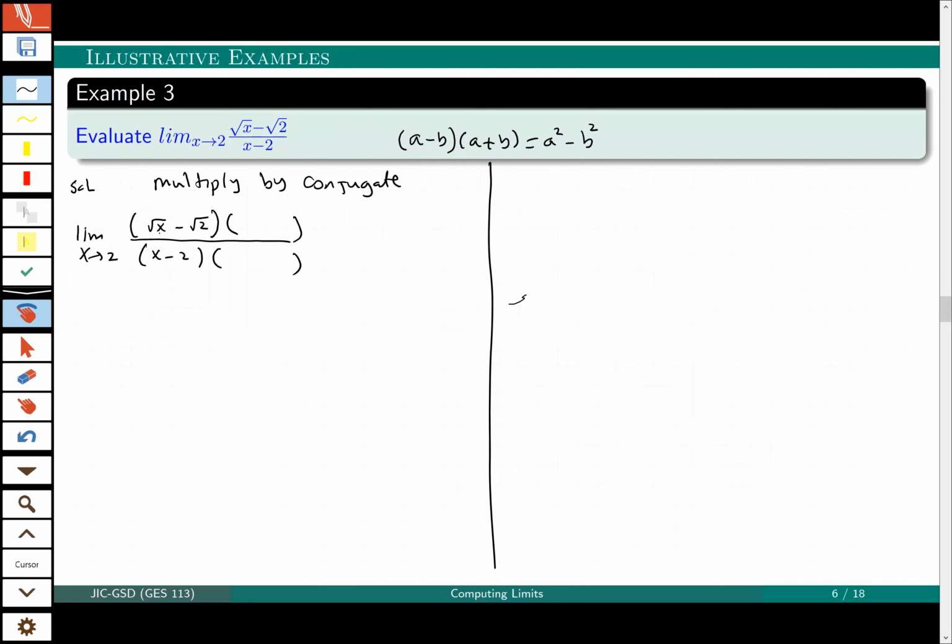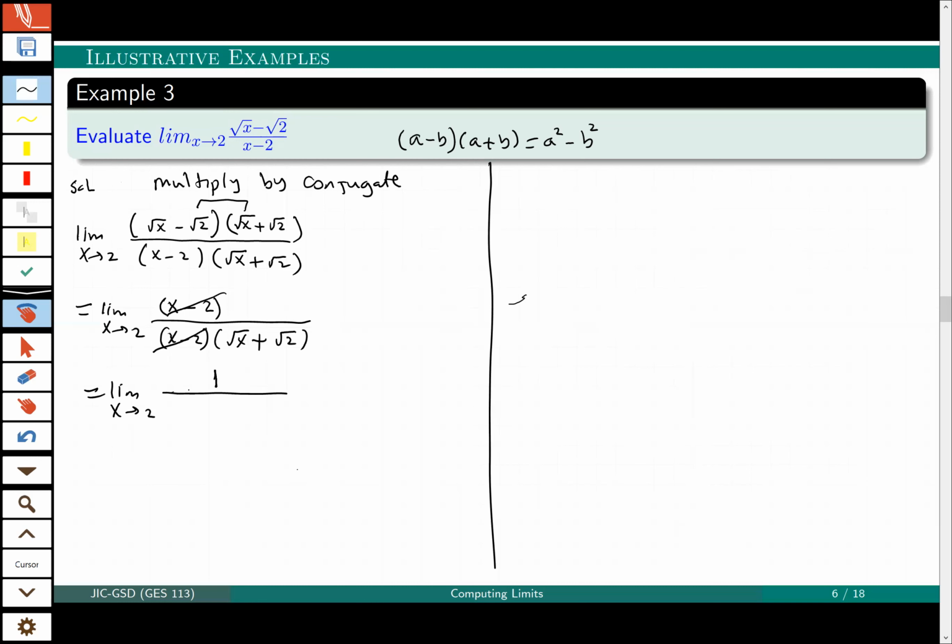So the conjugate of root x minus root 2 will be root x plus root 2. Now multiplying these two, using the rule above, we have the square of the first, which is x, minus the square of the second, which is 2, divided by x minus 2 times root x plus root 2. When we cancel this one out with that one, we get 1, because any number divided by itself will give you 1.